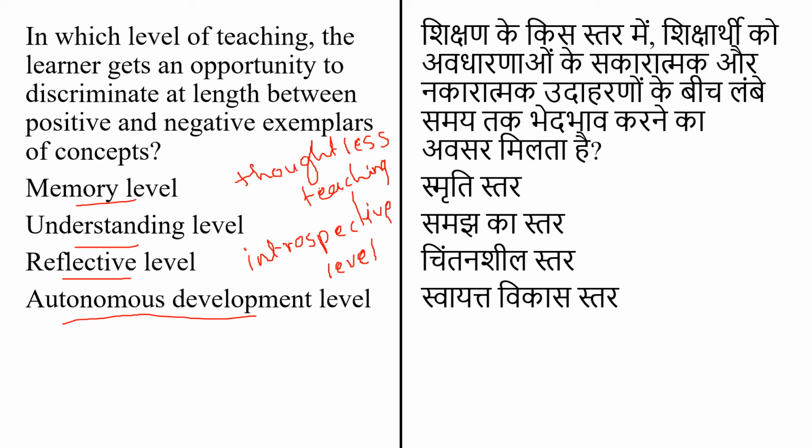And the last one is the autonomous level, the development level. Autonomous means the ability to take control of one's own learning. An autonomous learner will take more responsibility for learning and is likely to be more effective than a learner who is reliant on the teacher. The focus of concern is effects and feelings.